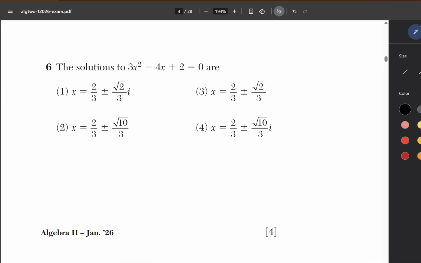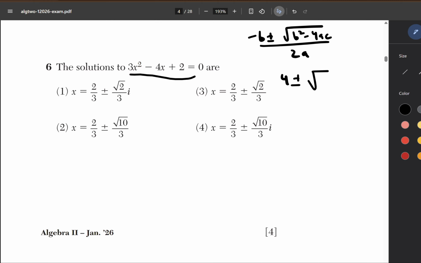So we're asked to find the solutions of this quadratic, and immediately the easiest way to me would be to use the quadratic formula. To review that, let's just write that out. Let's solve. So negative b, that's 4, plus or minus the square root of 16 minus 4 times 3 times 2, over 2 times 3. Now remember, what determines if this is going to be imaginary or not is whatever number is inside the square root over here.